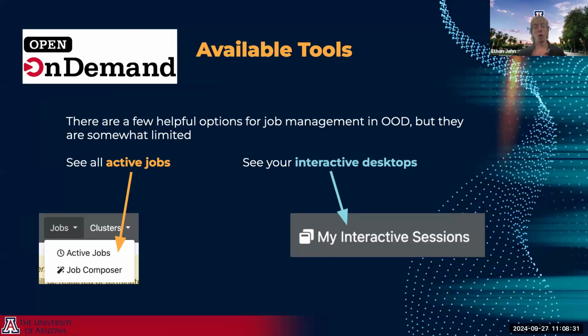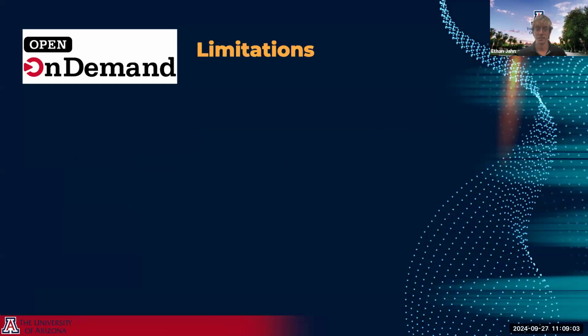So on Open On Demand, there are a handful of different available tools for job management. Being able to see what jobs are running, being able to view these things and see what's going on for maybe any active sessions that you have. When you go to the Jobs tab on Open On Demand, you'll see a button that says Active Jobs. If you click this, you'll see an interface that gives you information on all of your active jobs. And then if you go to My Interactive Sessions there, you'll be able to see your interactive desktops.